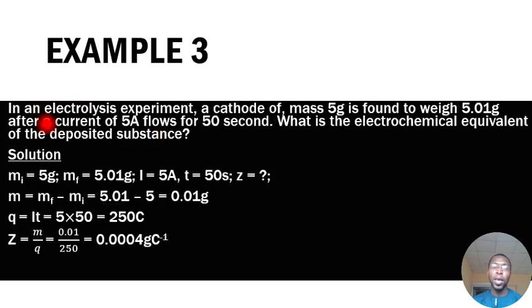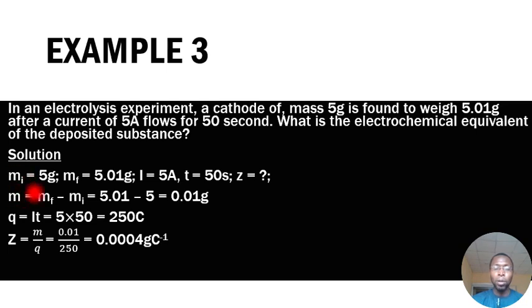It says, in an electrolytic experiment, a cathode of mass 5 grams is found to weigh 5.01 gram after a current of 5 ampere flows for 50 seconds. What is the electrochemical equivalent of the deposited substance? Okay, so as usual practice, let's set our parameters out. Now we're told that in this experiment, a cathode has a mass of 5 grams, so that is the initial mass, this MI represents the initial mass of the cathode.